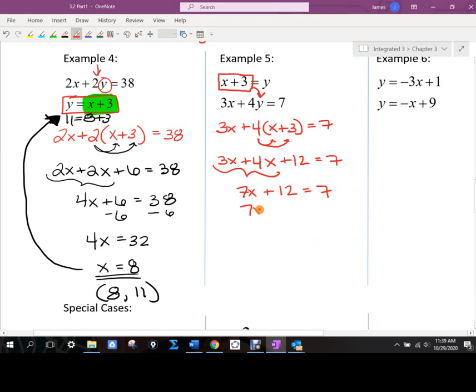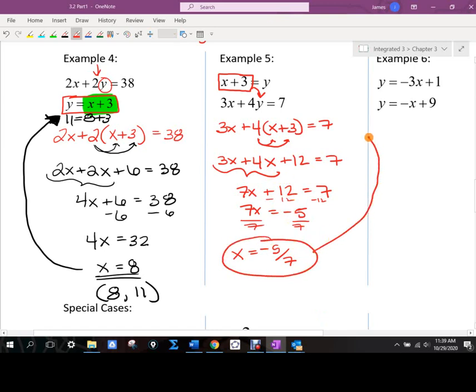Okay, so now 7x. We'll subtract 12 from both sides. 7x equals negative 5. Divide by 7. So x equals negative 5/7, right? That's okay. Leave it that way. That's fine. So now I want to plug that back in. Which one of these equations makes most sense to plug that back in? Top one or bottom one? Top one. So I'm going to go.